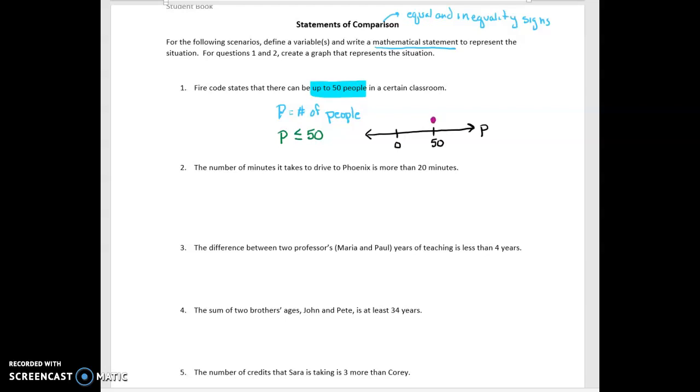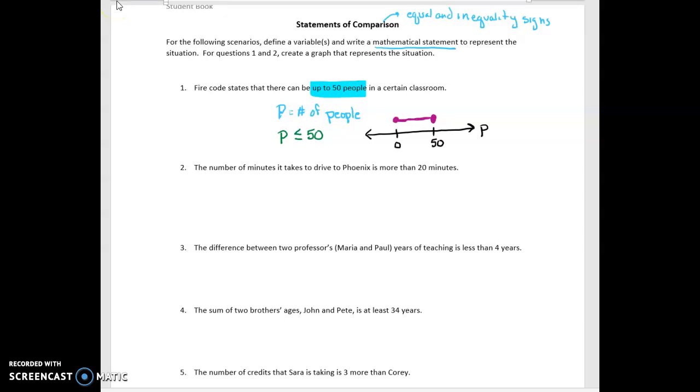I can't just have an arrow that goes all the way to the left because I cannot have a negative number of people. So I'm going to close in a circle at 0, and I'm going to shade my graph between 0 and 50 in this particular case, because again, it needs to represent something that happens in context.